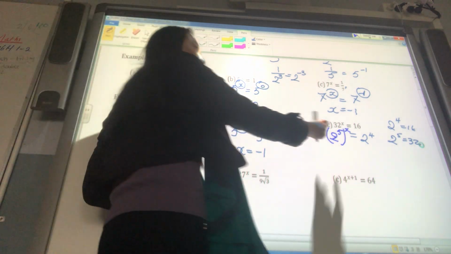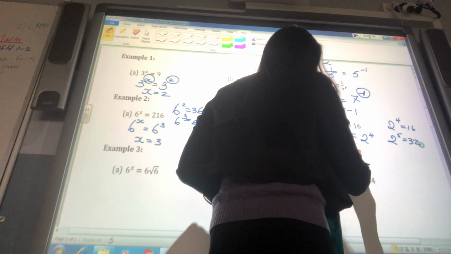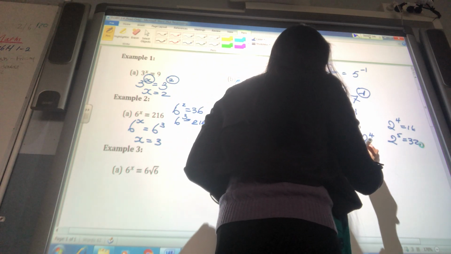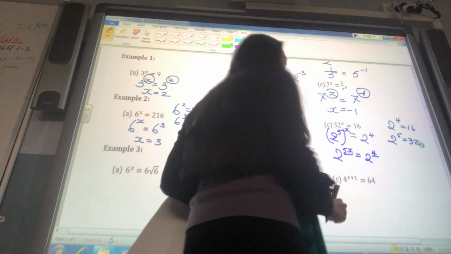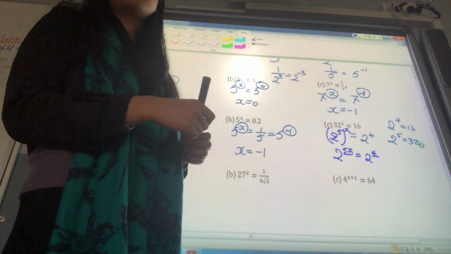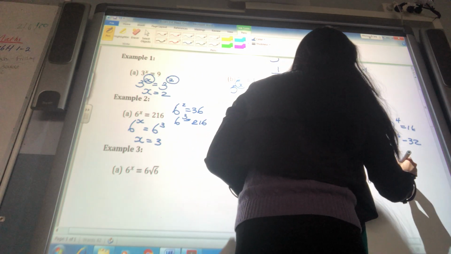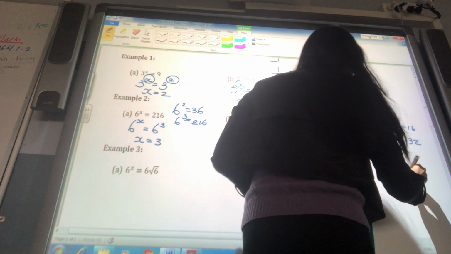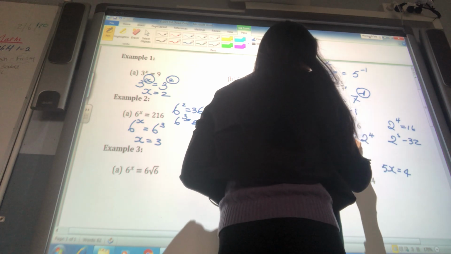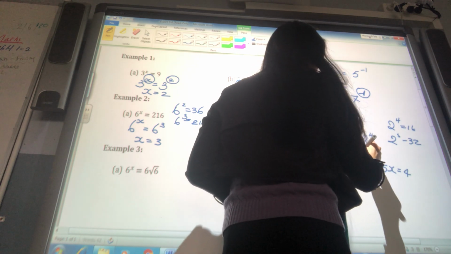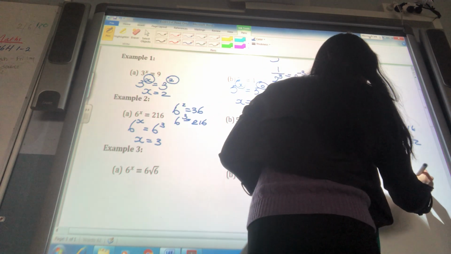Now with this, can I expand it? I just have to times the powers together, right? So 2 to the power of 5x is equal to 2 to the power of 4. Now I can say the two powers are the same. 5x is equal to 4. So x is equal to 4 over 5.